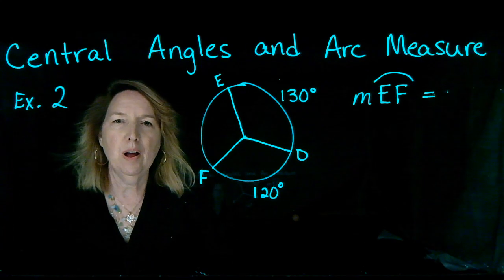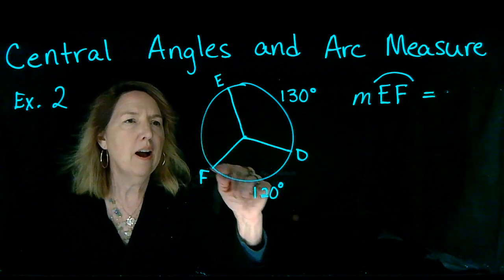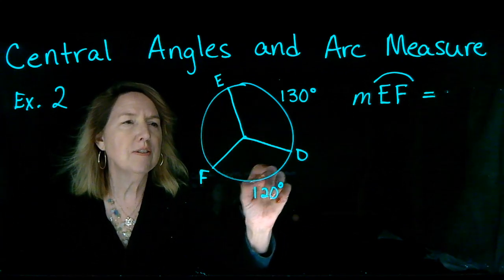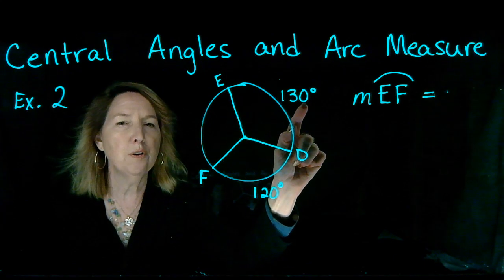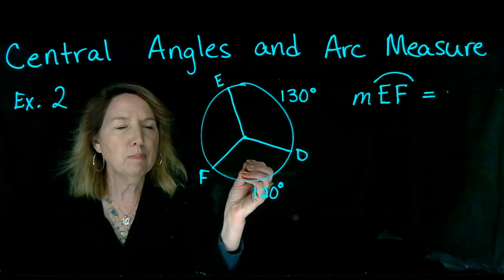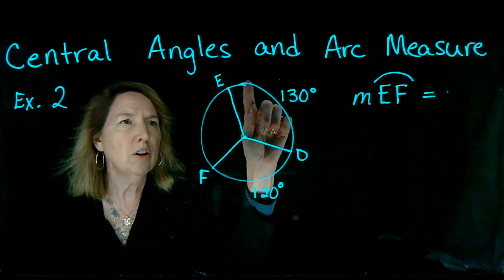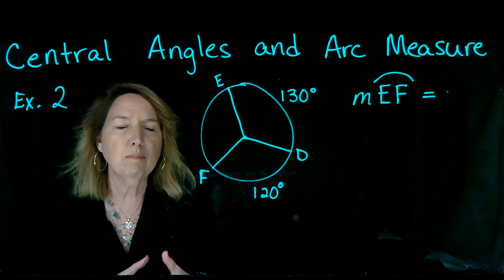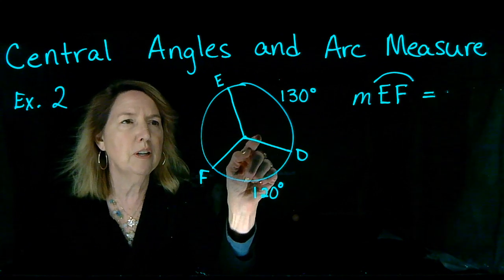Another example of central angles and arc measure. Here I have a circle and it has some letters on the edges. This arc measure is labeled as 130 degrees. That's because an angle in here and an arc measure out here are both using the same units. So like this angle here is 130 degrees.